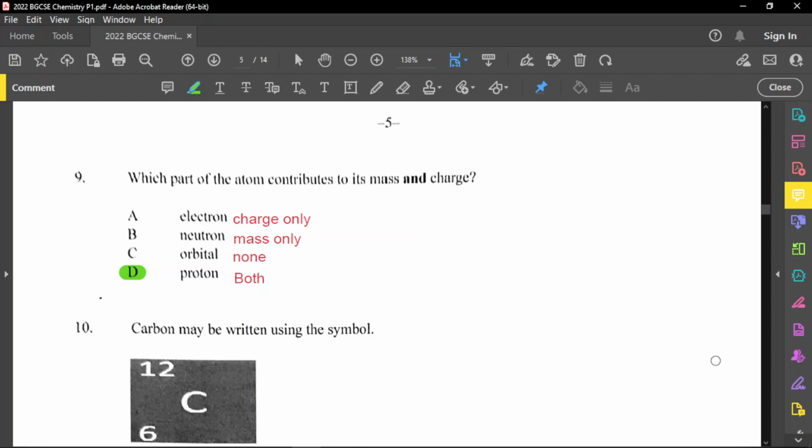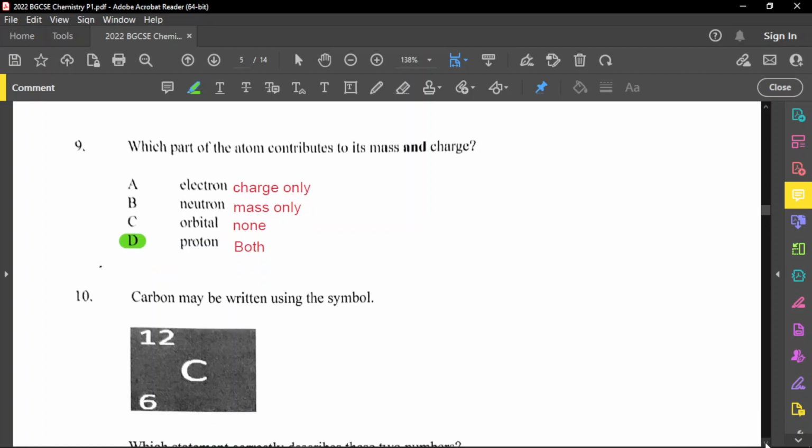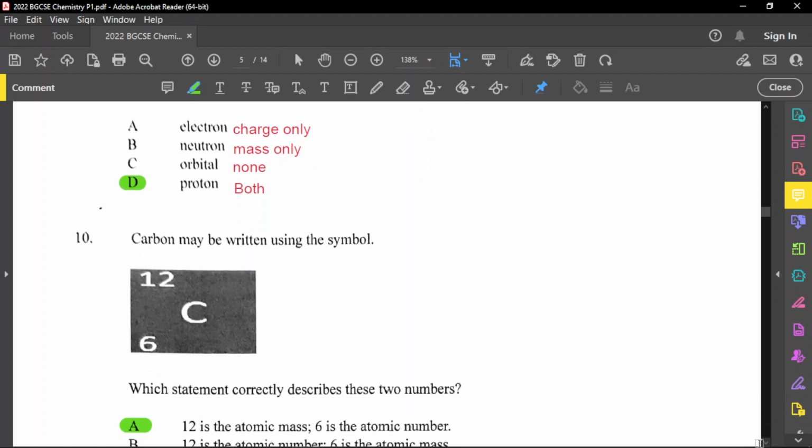Question number 10. A carbon atom may be written using the symbol, and you have C, you have 12 up top, and you have 6 at the bottom. And so just to point out that the bigger number is always the mass number, because sometimes they can place them side by side, or the bigger number could be at the bottom. So it doesn't matter where they place them. The fact is that the bigger number is always the mass. The smaller number represents the proton number, which is the same thing as the number of electrons, and is also referred to as the atomic number.